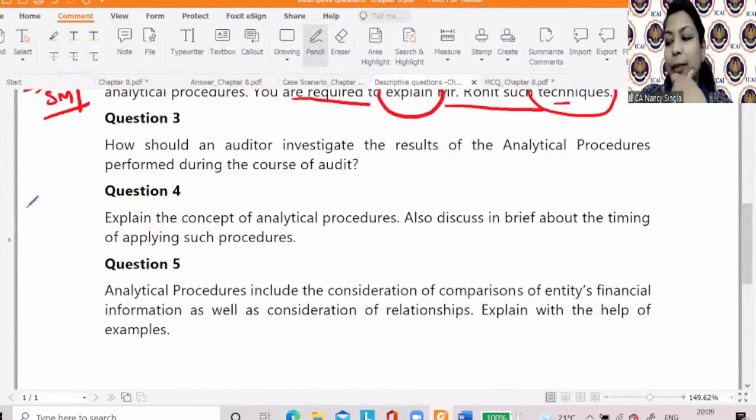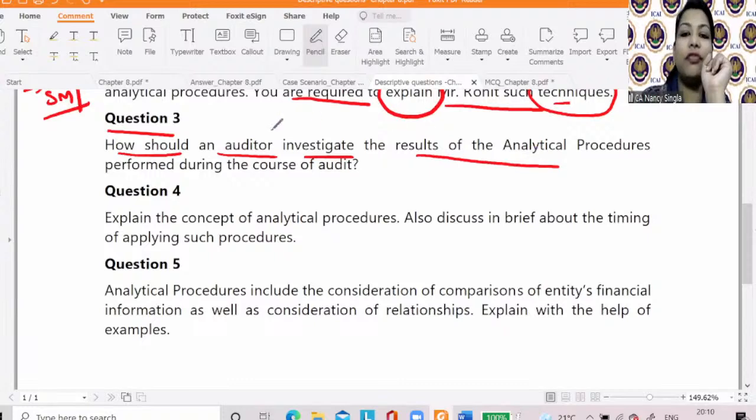So Parth is asking, ma'am, how to document substantive analytical procedures. Basically, whatever audit procedure the auditor performs, like if he's performing certain ratio analysis or certain reasonableness tests, he will keep all the documents in his audit file. Okay Parth.